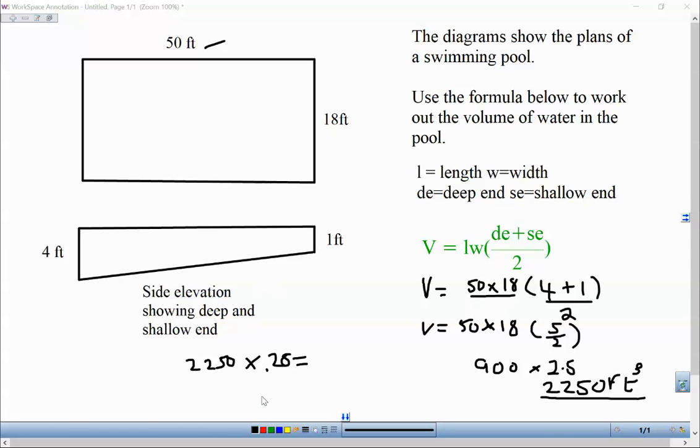So it's 2250 times 28, which roughly is 63,000. So back to this, it would be 63,000 litres. So this is probably the question that some of you may have faced in a recent exam, or similar to it.